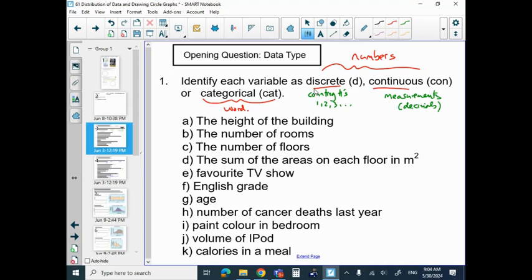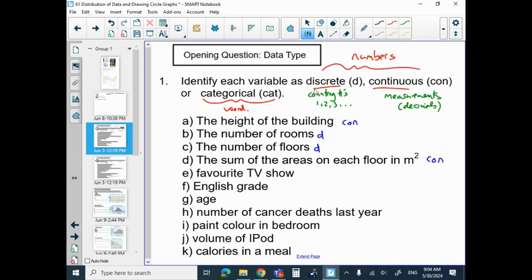So the height of a building, you're welcome to press pause as we go through this. I'm going to be taking it up as we go, of course. But the height of a building is something you're measuring, so that would be continuous. Number of rooms in a house is literally something you would just count. That'd be discrete. Number of floors in a building, also something you just count. So discrete. The sum of the areas, so if you're calculating all the square footage and so on, that'd be measurements, so that'd be continuous.